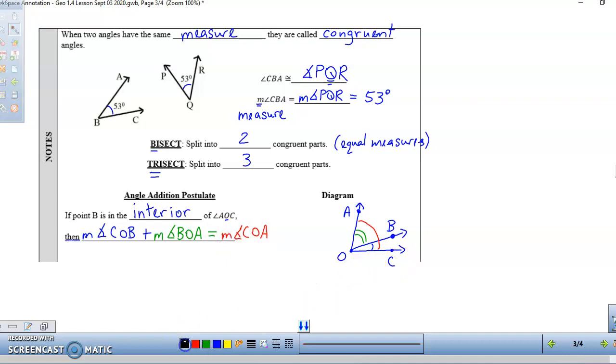Okay, but really all this means is that the two small angles add up to the big angle. That's all that it means, just like you did segment addition.